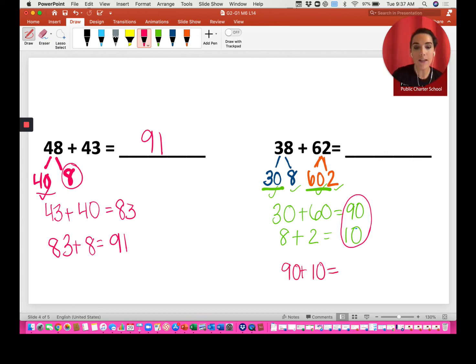What is 90 plus 10? Go ahead and write it on your whiteboard. 90 plus 10 is 100. And so that is our final answer to 38 plus 62.